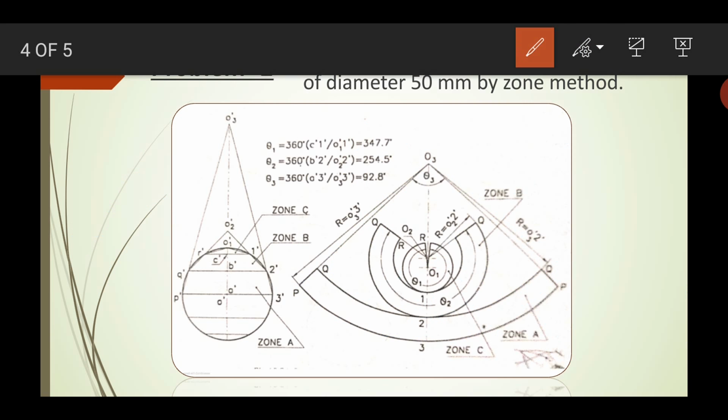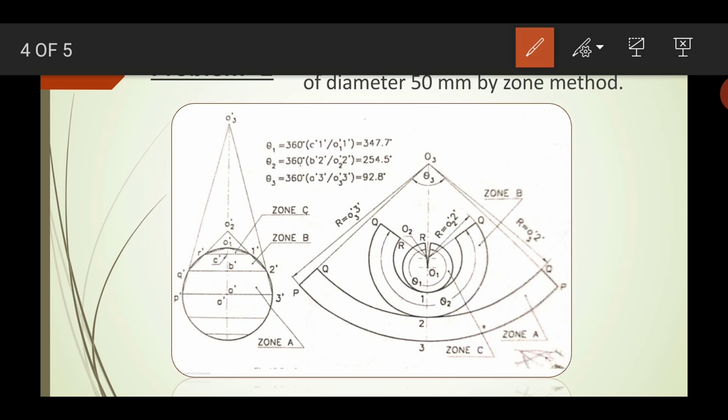You won't understand in a very easy manner. You just try this one 2 or 3 times, then only you will understand how to solve this question. First you make a vertical axis, you mark O1, O2 and O3, and then from O3 as the center, you make an arc of P and P with a degree of 92.8, and then mark Q and Q. And you will get zone 1, zone A.